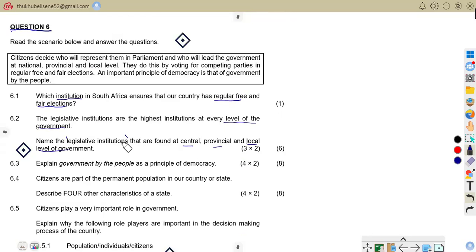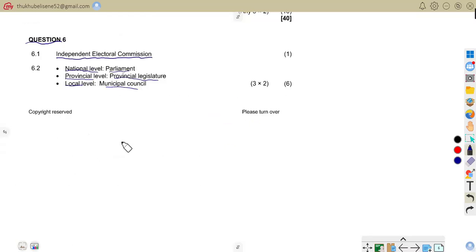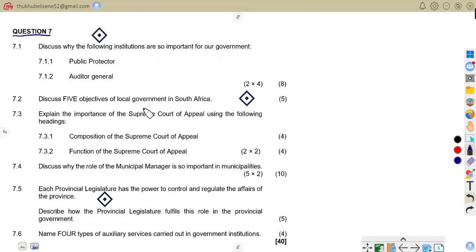We know very well that with the legislative institution at national level, the laws that are made are going to affect the whole country. But with provincial government, they make legislation, laws that are for provinces. Each province has its own legislature that makes laws, but the laws they make must not interfere with the ones for the national level. But with local level, we know they make what? The bylaws. So that is that.